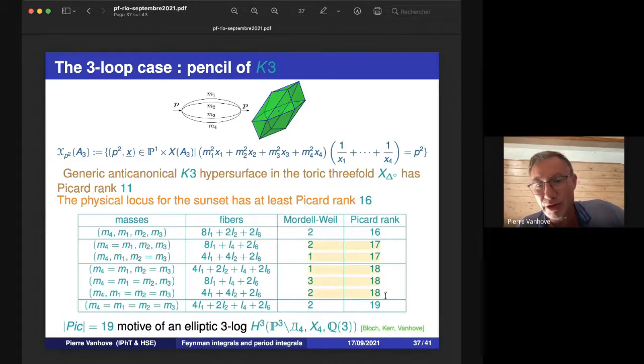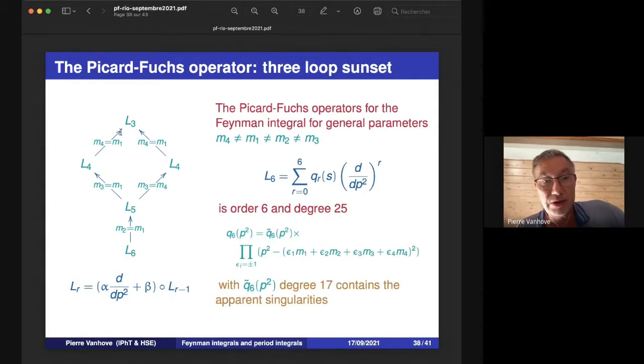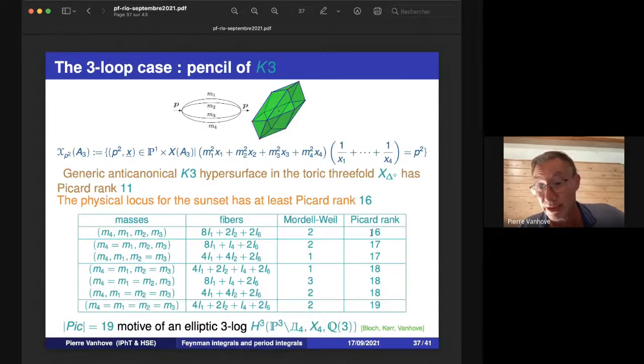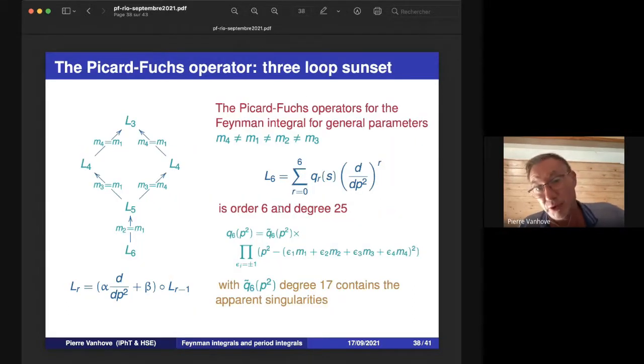And the change in the rank here, of course, is correlated with the change of the order of the differential equation, right? So you know that when all the masses are equal, because of the Picard rank, you are going to get a differential operator of order 3, but when the Picard rank is 16, it's going to be order 6. And indeed, we can construct the differential operator completely and see that when you do the specialization, the operator factorizes the way you expect.